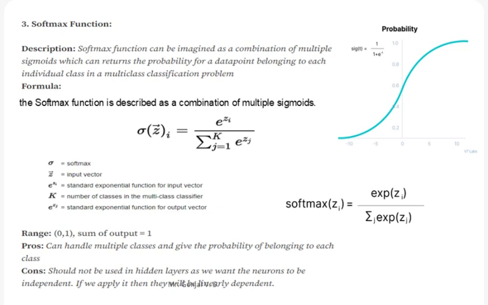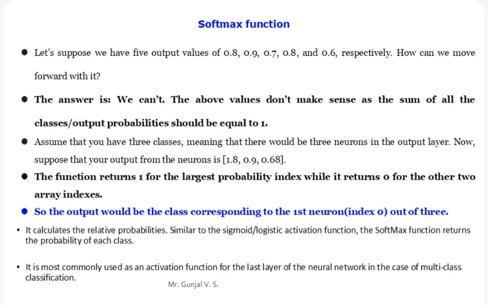The softmax function is used for multi-class classification problems. It converts logits into probabilities, ensuring that the sum of the probabilities is equal to 1, making it ideal for output layers and classification tasks. Imagine we have 5 output values. The softmax function will convert these values into probabilities that sum up to 1, helping us determine the most likely class for a given input.